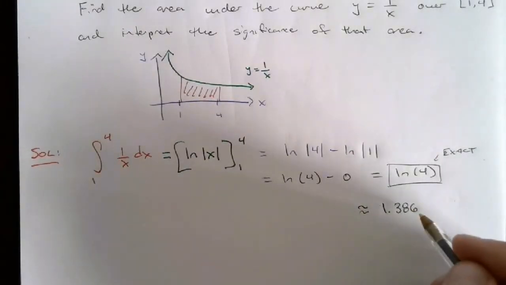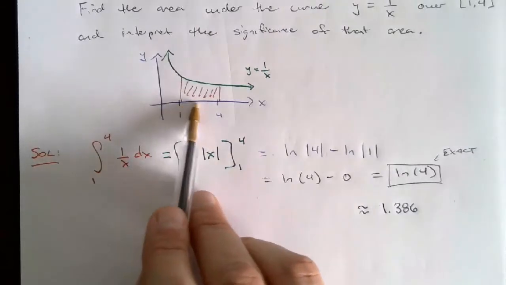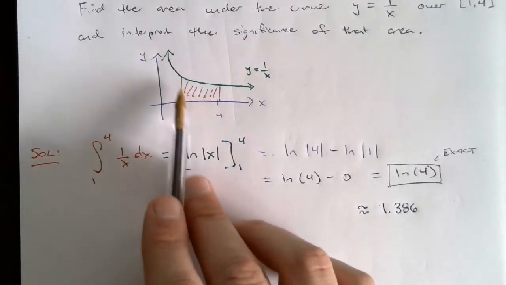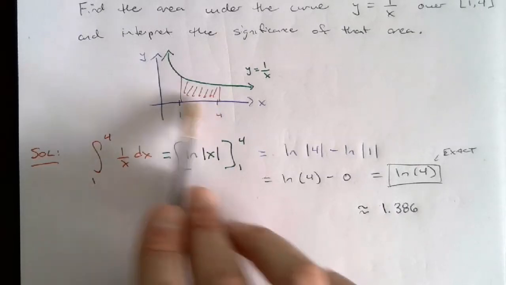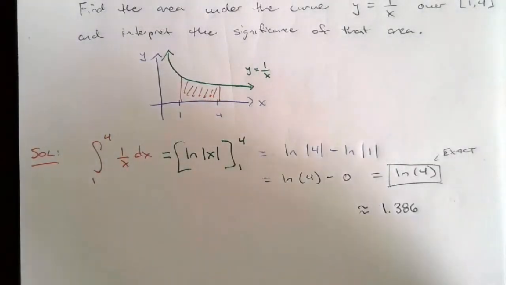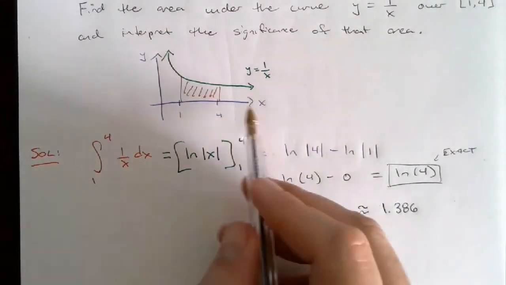If you're not sure, the units of area here would be the units of the x-axis times the units of the y-axis, just like when you're taking area using rectangles. It was this times this. If it was length times width, you would be multiplying those together. So our units on this 1.386, well, what are the units of the x-axis?